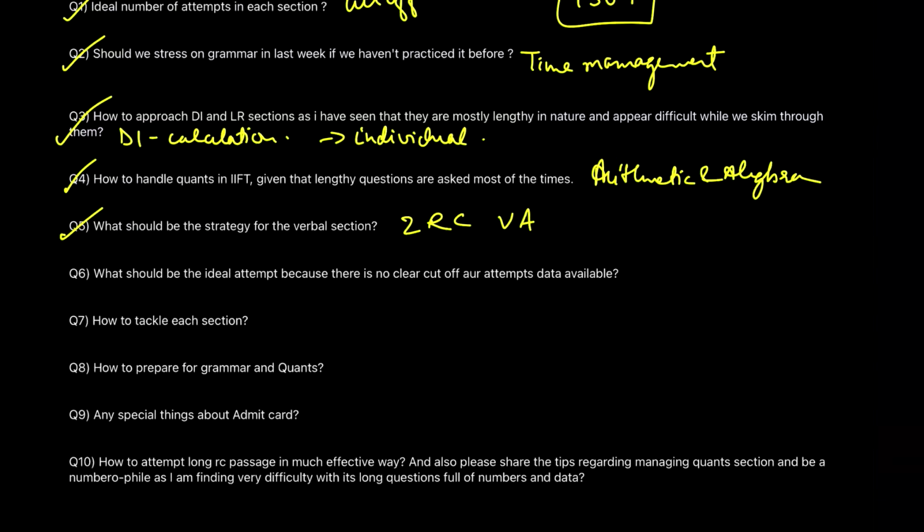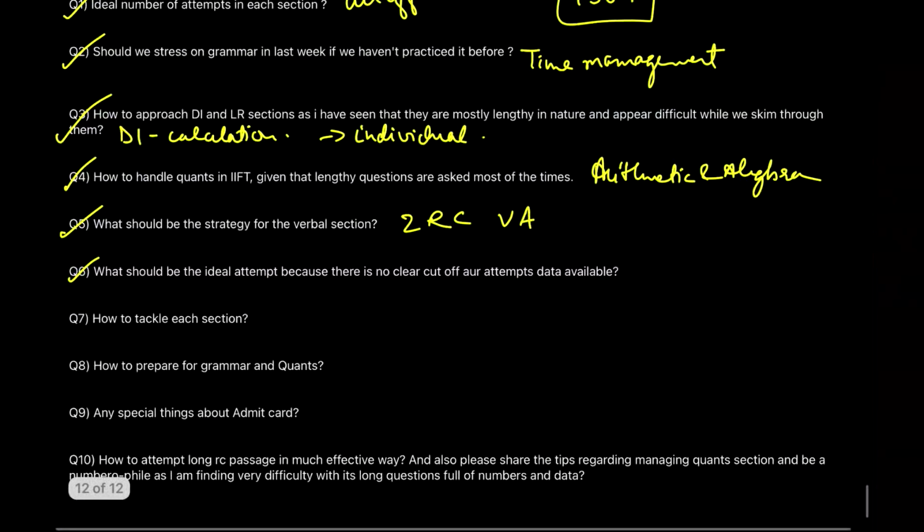Question number 6 is, what should be the ideal attempt rate, because there is no clear cutoff for the attempt data available anywhere. This question was from Gauri. So here we go, Gauri. This was the first question from Shikil also, and he has helped me with some numbers as well. For the various sections, you can make a note of it. We'll start with GA, that is the GK, general awareness.